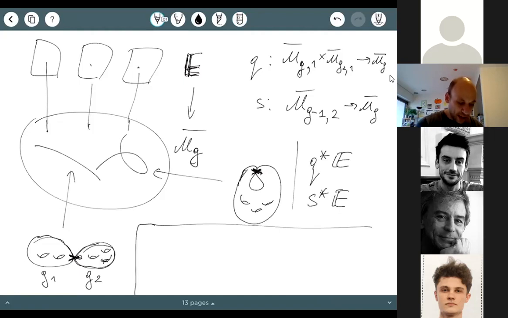And I would like to understand the pullbacks of the Hodge bundle under these two maps. So here's the claim. For the map Q, it's actually very simple. If I take the pullback of the Hodge bundle of genus g, I just get the Hodge bundle of genus g1, direct sum, the Hodge bundle for genus g2. Indeed, this is very easy to prove.